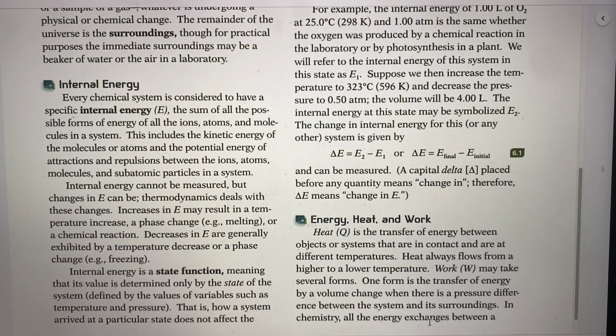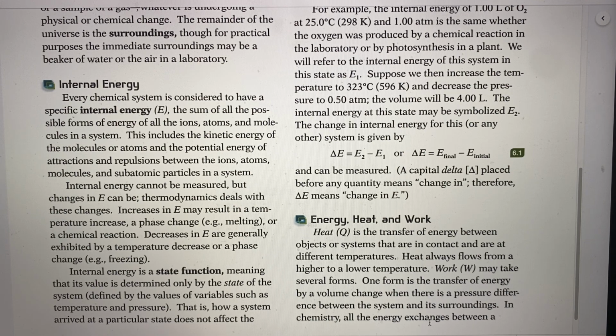So what is internal energy? Well, internal energy is basically the sum of all possible forms of energy. That means the sums of all the ions, atoms, molecules, and all these things in the system. That's the internal energy in a system that we're studying. The symbol for energy is going to be the symbol E all the time. That's the symbol that we're working with, right?